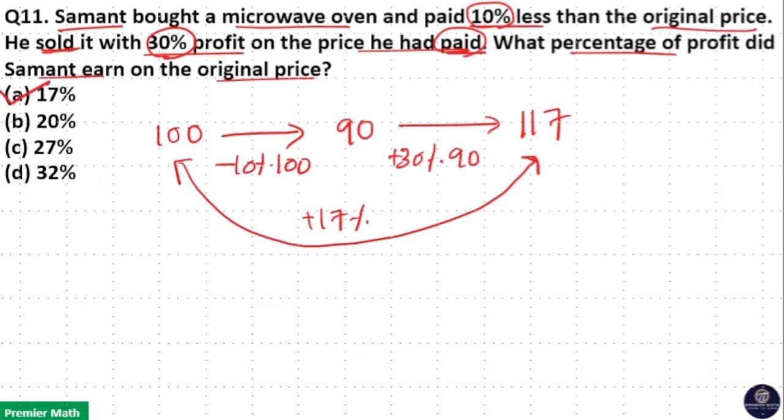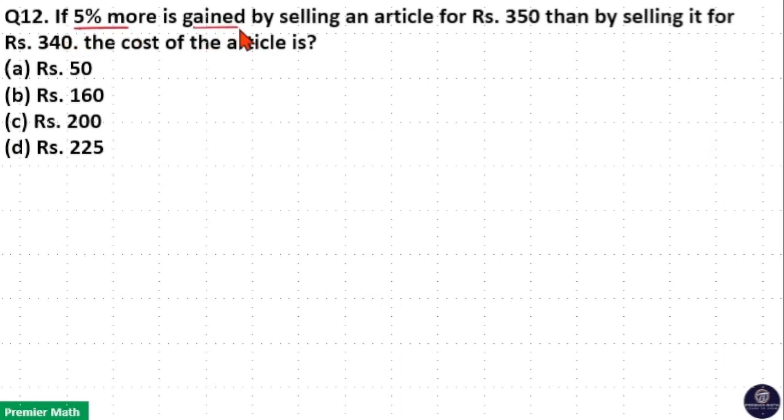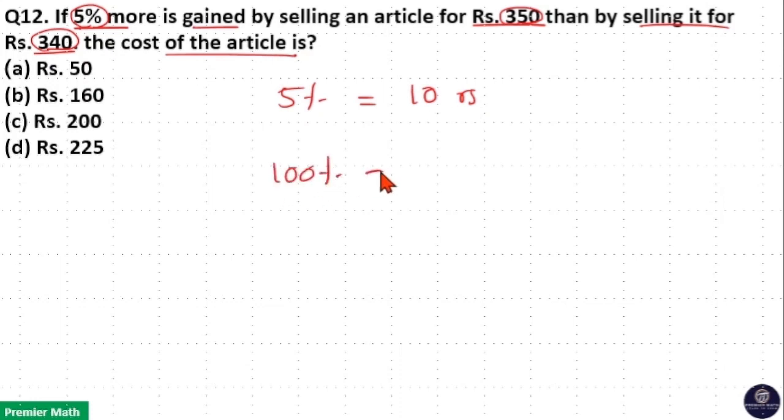Profit is 17%. If 5% more is gained by selling an article for rupees 350 than by selling it for rupees 340, the cost of the article is? Instead of 340, if I sell it for rupees 350, then I will get 5% more. So 5% is equal to 350 minus 340, 10 rupees. Then 100% is the cost of the article. Here 5 into 20 is 100. Then 10 into 20 is 200 rupees is the cost of the article. So option C is your answer.